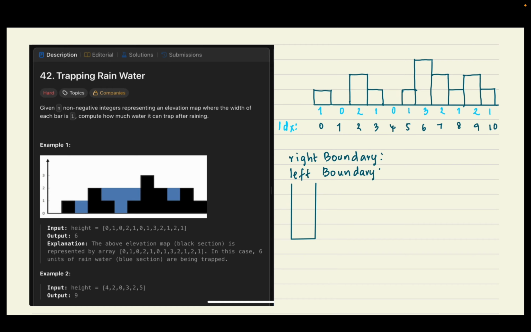Let's solve an interesting problem today, trapping rainwater. This problem has been asked in many interviews and it is a very important question. Okay, so let's try to solve this.